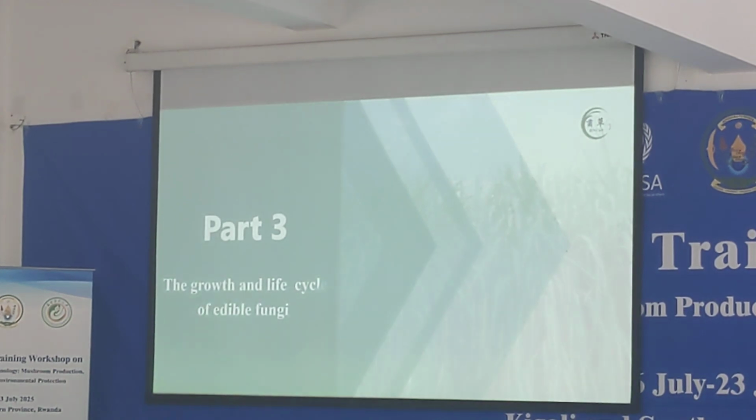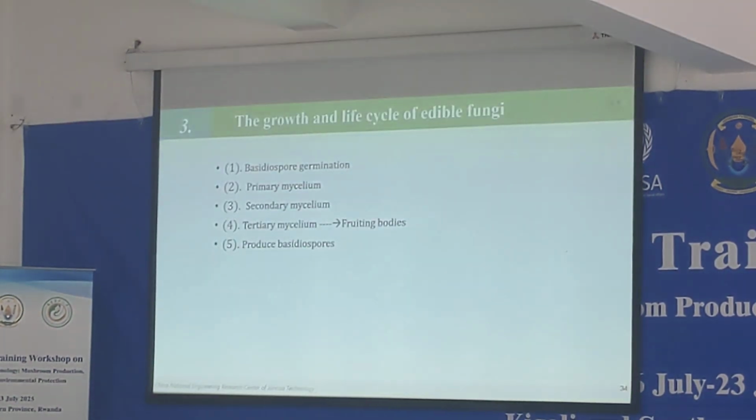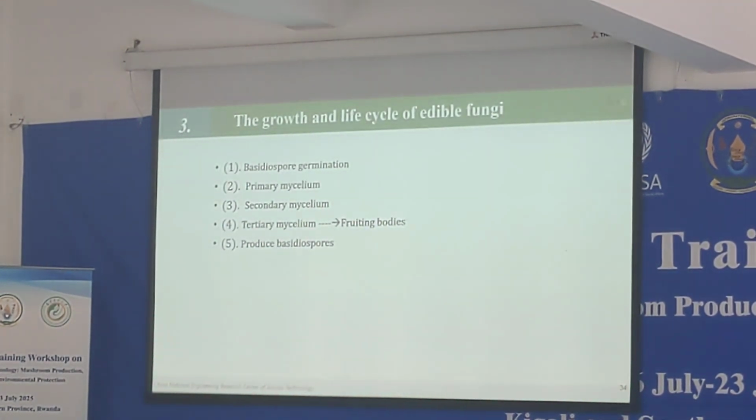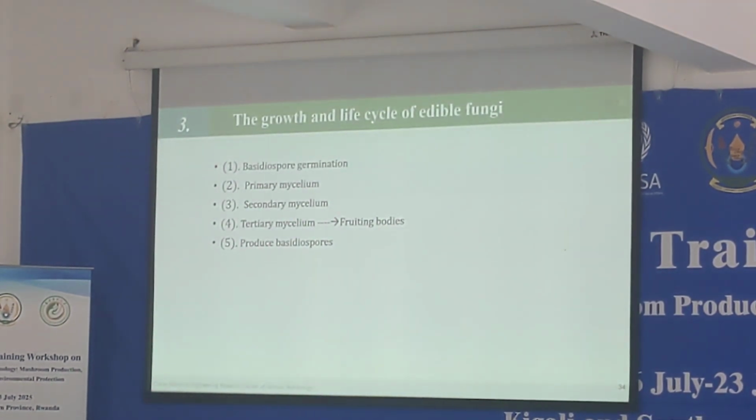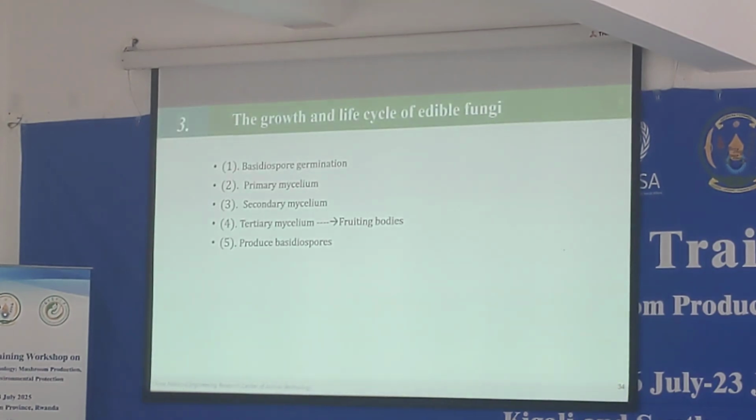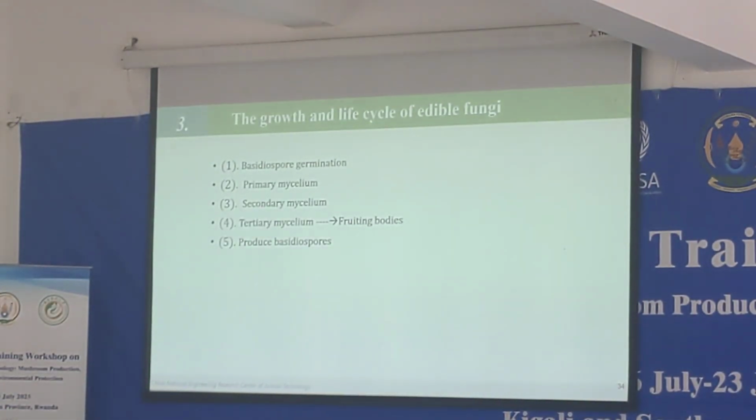In part 3, I introduce the life cycle of the mushroom. Normally the simple process is from basidiospore germination to developing into the primary mycelium, and the primary mycelium becomes the secondary mycelium, and then develops into the fruiting body, and the fruiting body produces basidiospores.